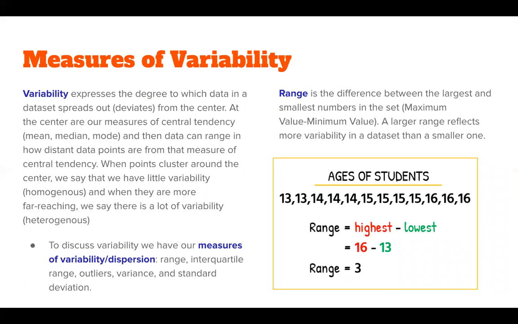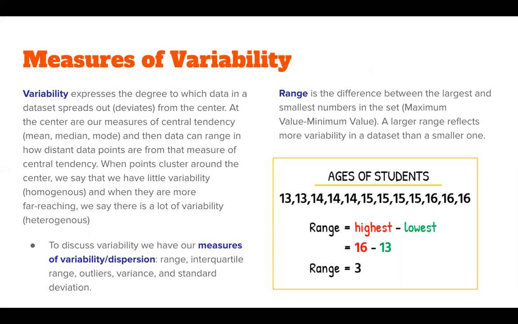So, the opposite of measures of central tendency is measures of variability. What is variability? Variability expresses the degree to which data in a data set spreads out, deviates from the center. At the center are our measures of central tendency: mean, median, and mode. From that point, data can range in how distant data points are from that measure of central tendency. If our data points are largely clustered around the center, then we have very little variability in our data set. Our data set is homogeneous in regards to that variable.